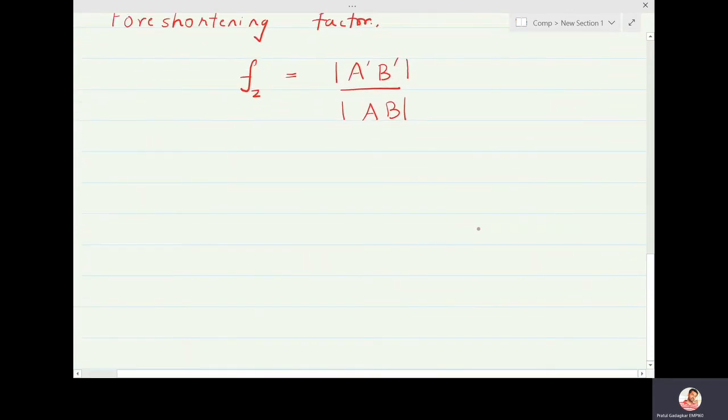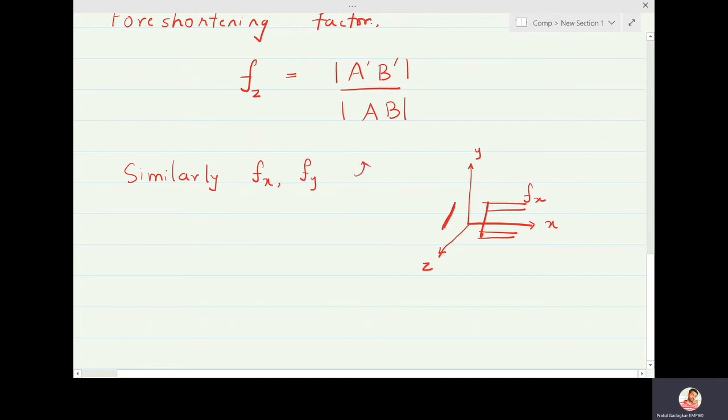Similarly, this is my XYZ axis, and suppose my projectors are parallel to the X axis, and the image is going to form on the YZ plane. In this case, the foreshortening ratio will be called what? FX, because I'm viewing it along the X axis. Similarly, FX and FY have the same formula.